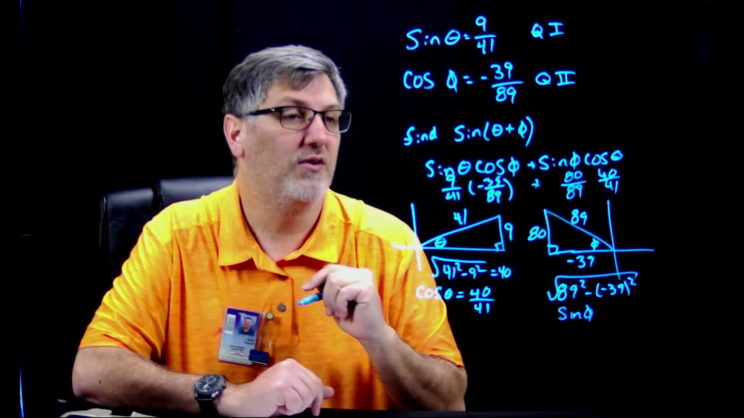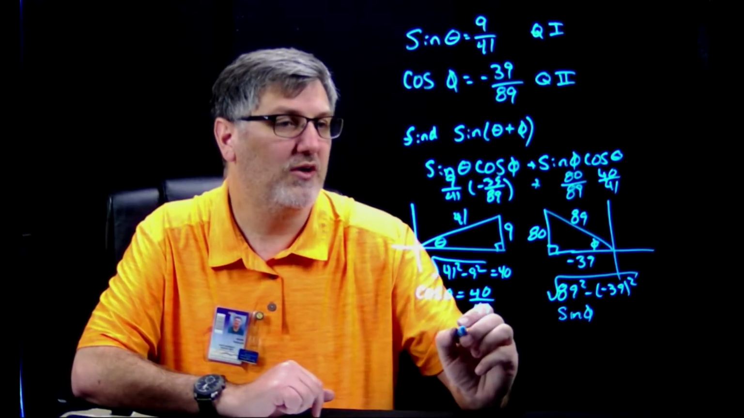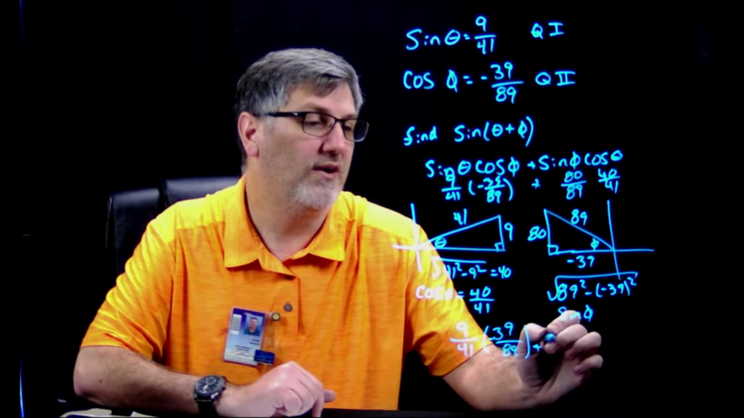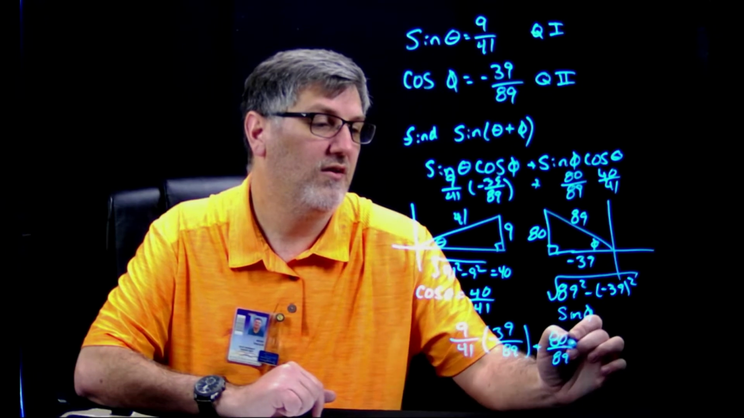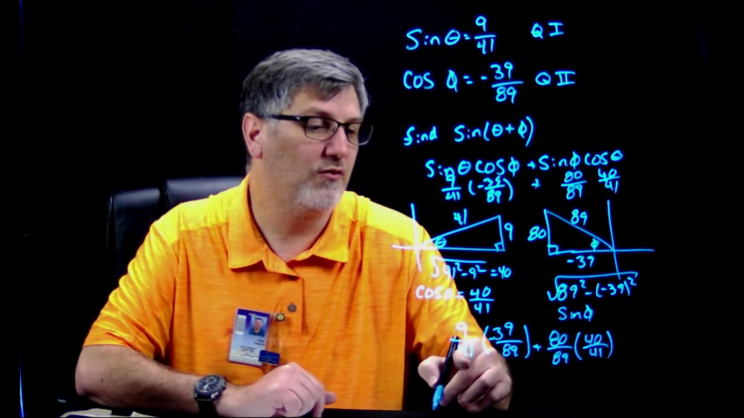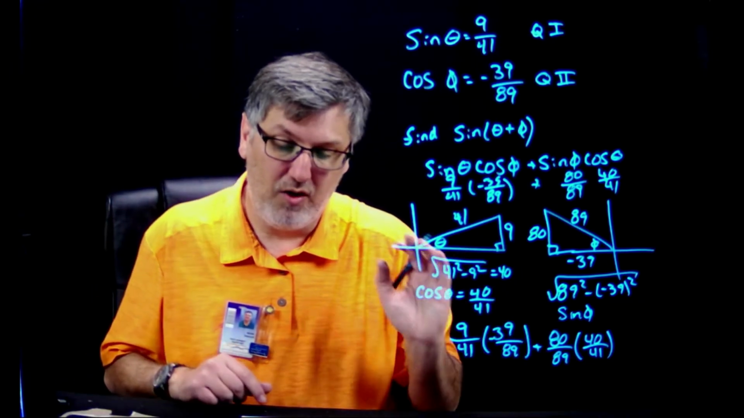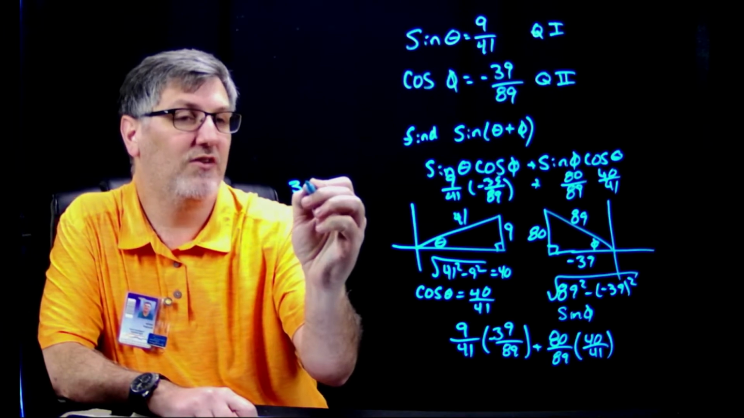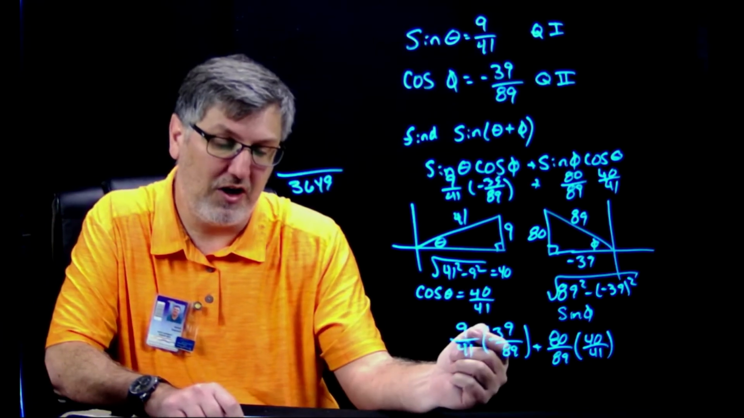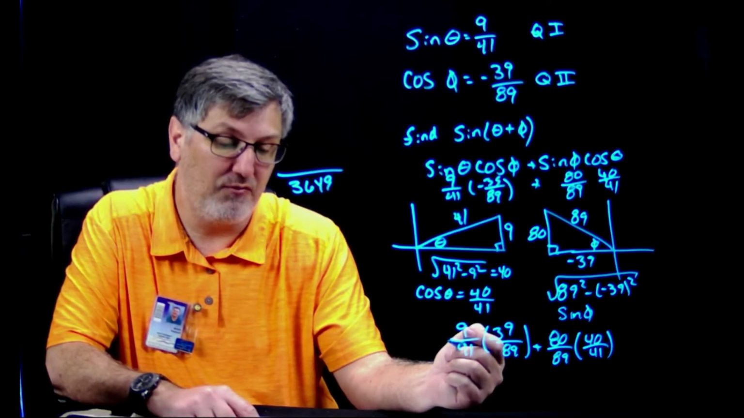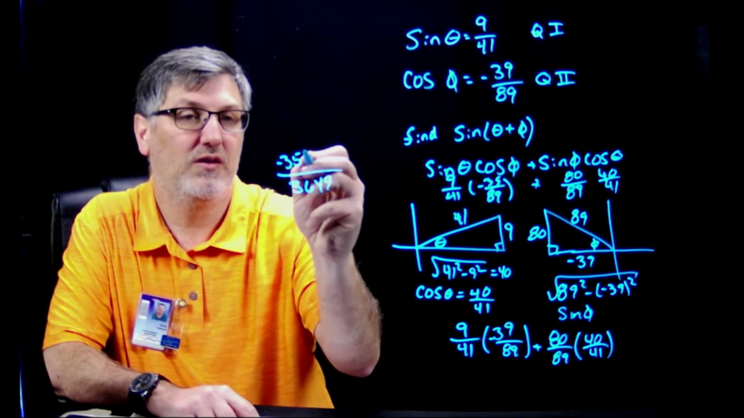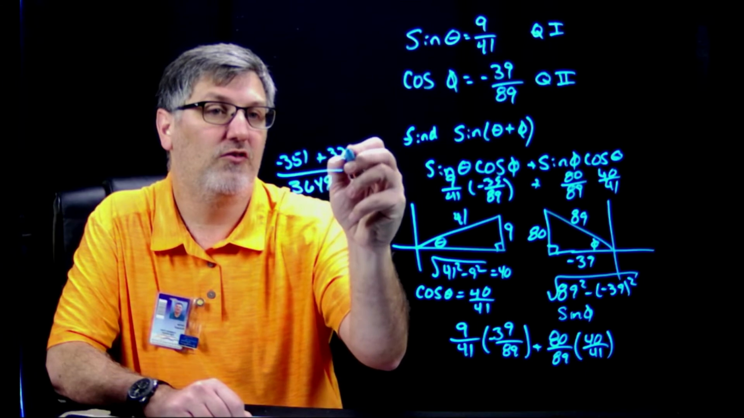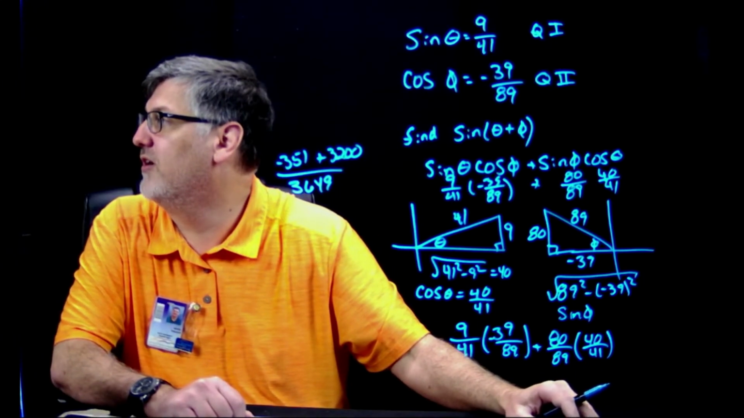All right, and then we have my plus. So here's my equation I have to solve. Let me write it down here: 9 over 41 times negative 39 over 89 plus 80 over 89 times 40 over 41. What's nice is 41 times 89, 89 times 41, same thing, so I'm going to have a common denominator. When I multiply those together, I get 3,649. Now, 9 times a negative 39 is negative 351. And then 80 times 40 is 3,200, so plus 3,200.